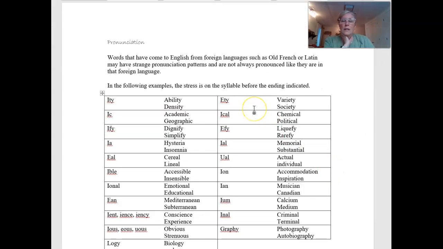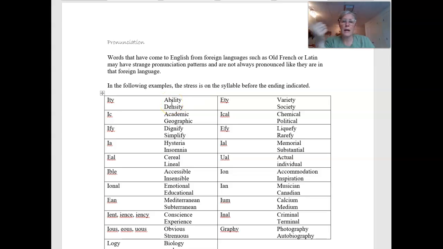Okay, so words that come to English from other languages, like French or Latin, have different pronunciation patterns and aren't pronounced like they are in that foreign language. So, in all of these examples, you put your stress on the syllable before the ending indicated. So, for example, here my ending is ITY, and I need to put the stress.